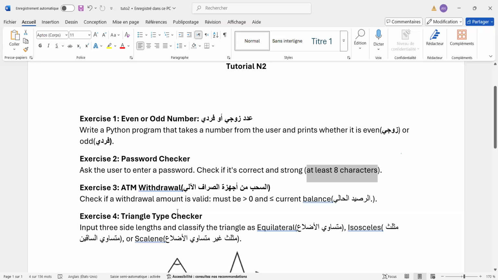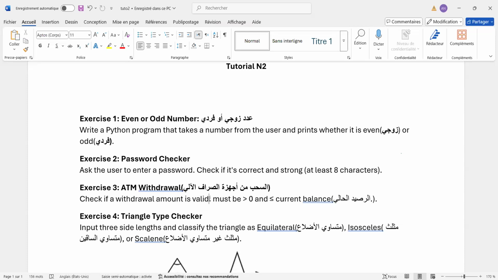Okay. So now moving on to the third exercise, which is ATM withdrawal. So we are going to check if our withdrawal amount, that means the amount that we are trying to get from the bank, for example, is valid or not, and whether we can have that money or not.